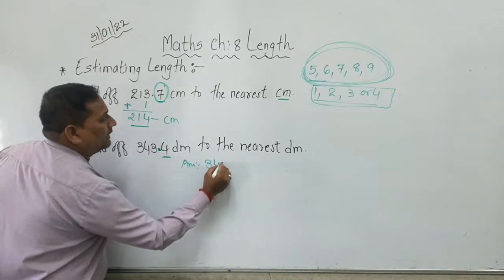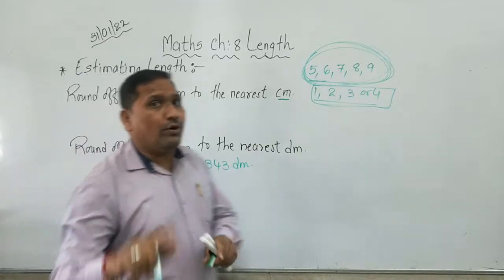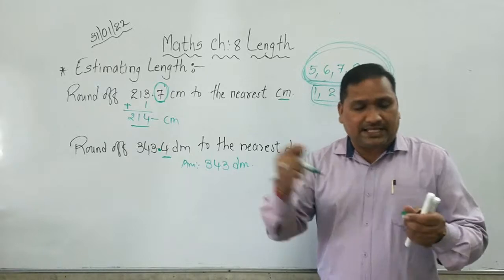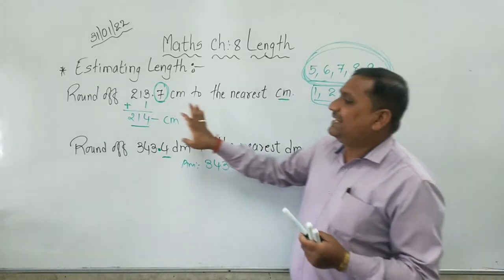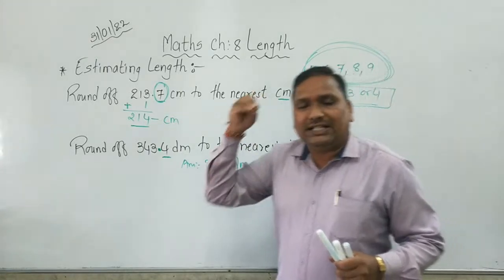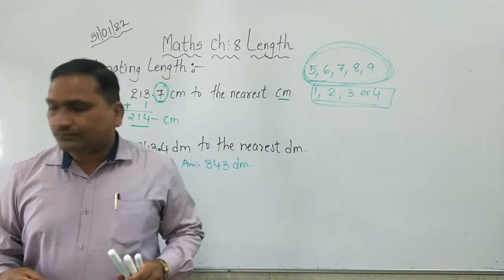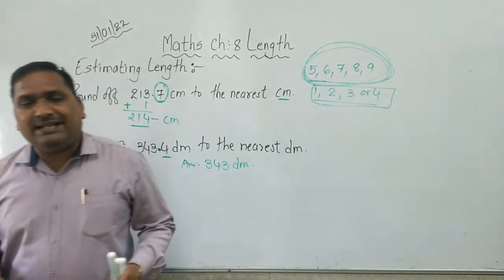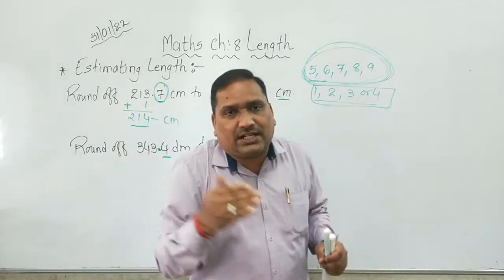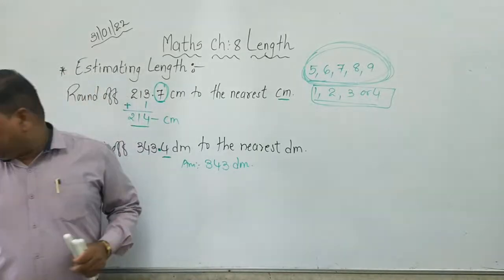Answer: 343 decimeter. We are not going to increase it by 1. 1 हम increase नहीं करेंगे. क्यों? Because it is less than 5. After decimal, the digit which has been given is less than 5. And less than 5 means what? It is less than half. और half से कम होगा. That means no need to add 1.